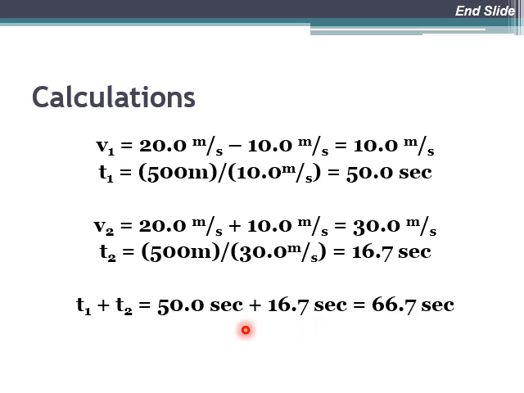Now, if we didn't have a current at all, and they were going 20 meters per second upstream with no current, if you take 500 divided by 20, that's going to be 25 seconds. 25 seconds upstream, 25 seconds downstream, the total trip would have been 50 seconds. So you see, with a current, it takes more time to make a round trip than it would without a current.